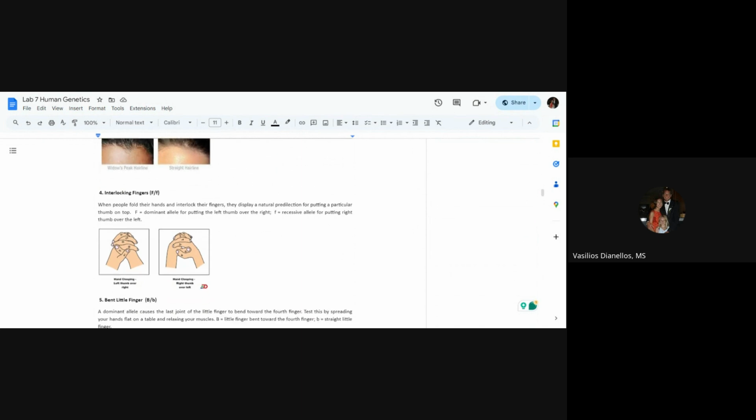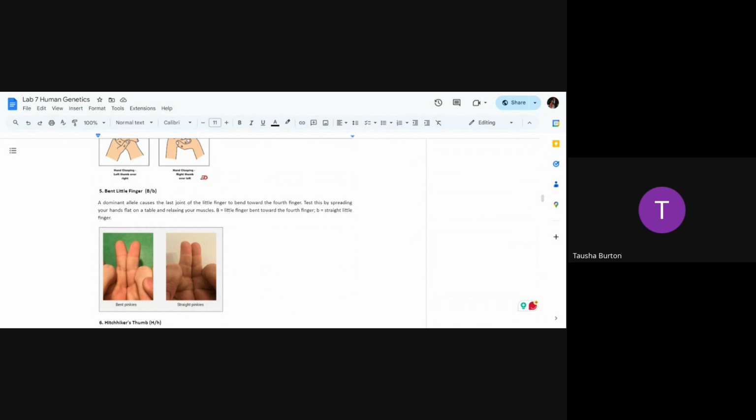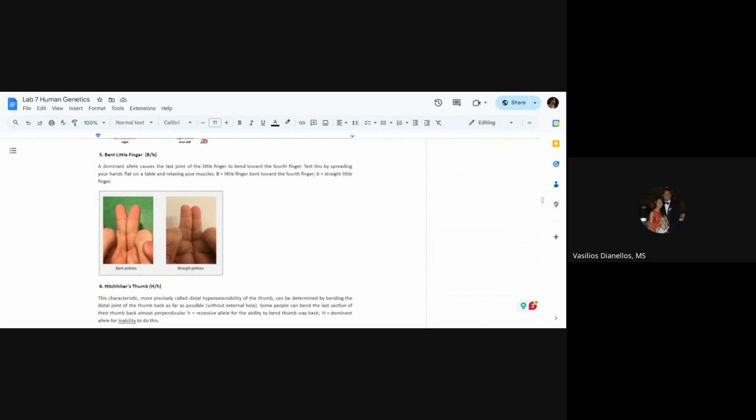Anyway, interlocking fingers. When you just put your hands together naturally, what this is saying is if your left thumb goes on top of your right thumb like this, that's a dominant trait. If it's the other way around, that's a recessive trait. Make sense so far? Any questions? Yes, it does. Okay. Bent little finger. A dominant allele causes the last joint of the little finger to bend towards the fourth finger. So here we have that is the dominant on the left, right? And if it's nice and straight, that is recessive.